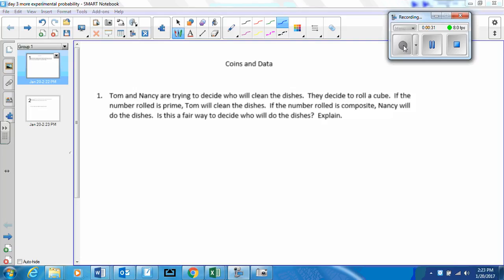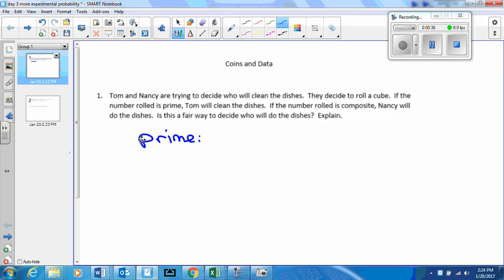Explain. So, first I would think about what are the prime numbers that are on a number cube, or on a die. Prime numbers have exactly 2 factors, so that would be the numbers 2, 3, and 5. Remember, the number 1 is not prime because it has only one factor, 1. Now, looking at composite numbers on a die, remember, those are numbers that have more than 2 factors. So on a die, the composite numbers would be 4 and 6.